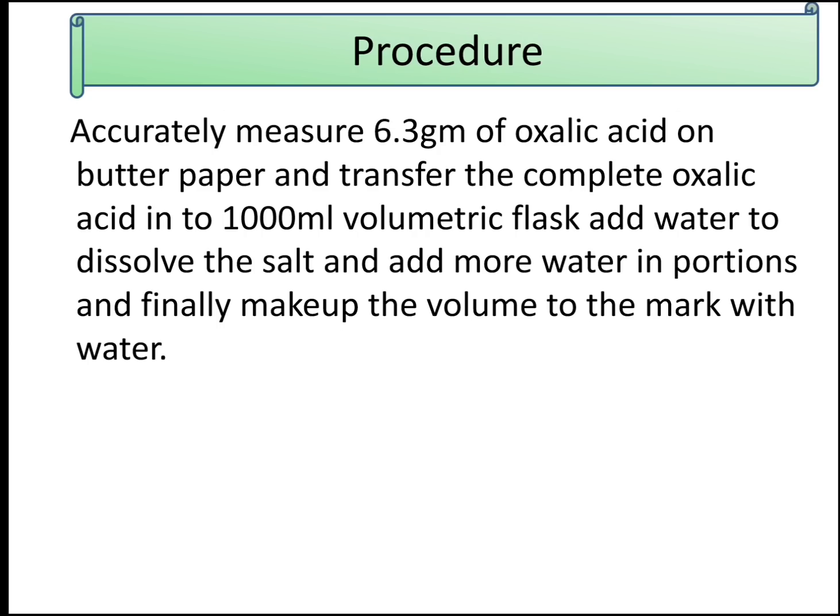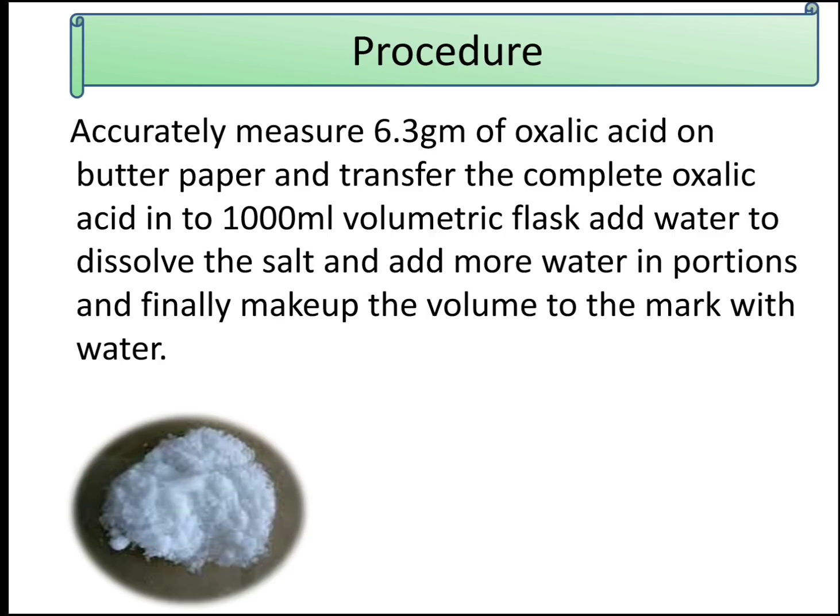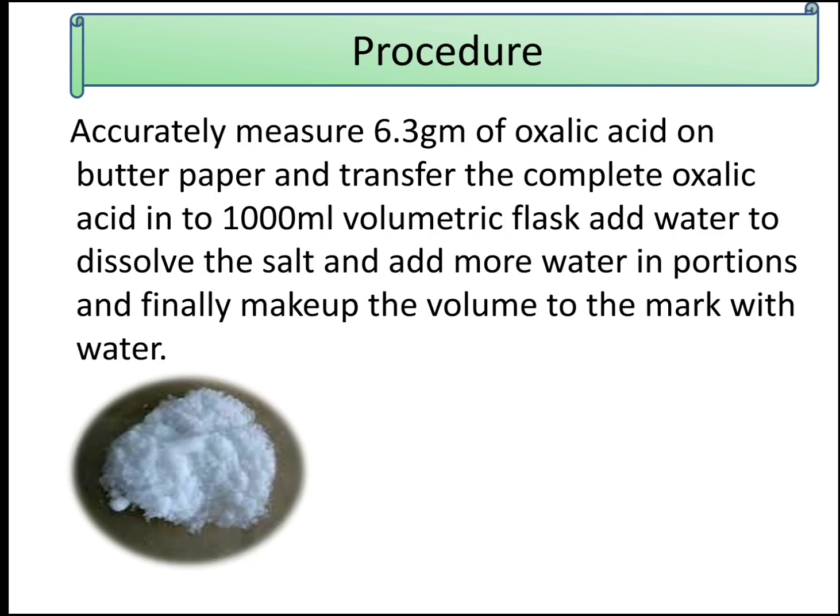Here is similar. Accurately measure 6.3 grams of oxalic acid on a butter paper and transfer the complete oxalic acid into a 1000 ml volumetric flask and add water to dissolve the salt, and add more water in very small portions to finally make up the volume to the mark with water.